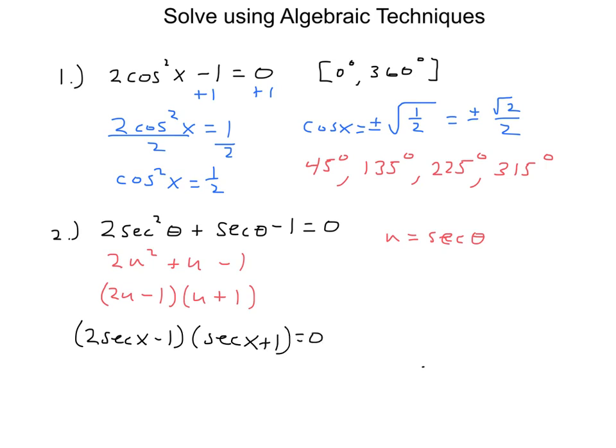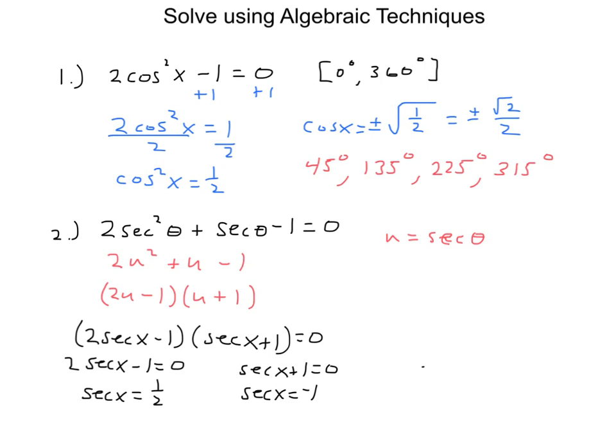And that equals 0. To solve this one, I'm going to set each factor equal to 0 and solve for the trig function. In the first one, I get 2 secant of x minus 1 equals 0. When I solve for secant, I'm going to get secant of x equals 1/2. In the next one, I get secant of x plus 1 equals 0, and I get secant of x equals negative 1. Now, let's take a look at this first one that I came up with. In that situation, secant x equals 1/2.